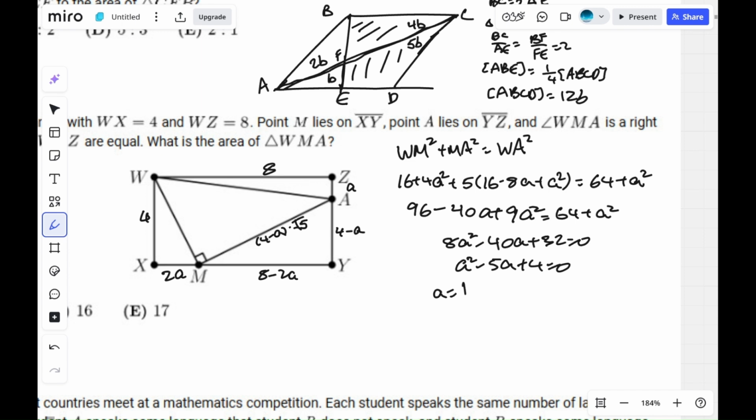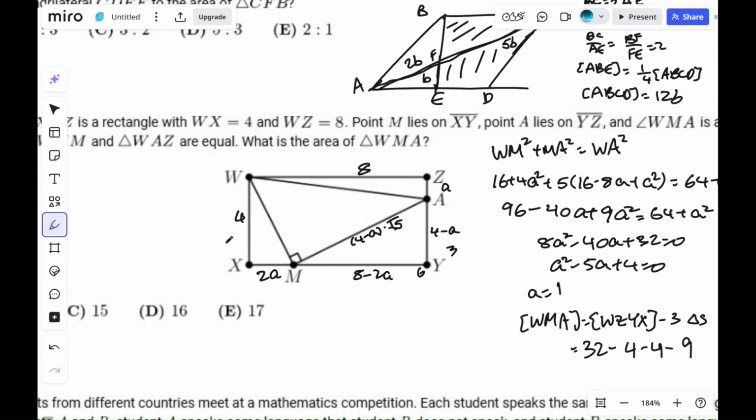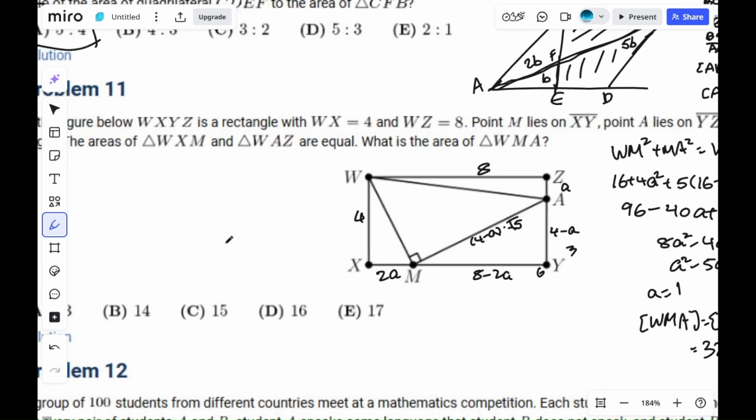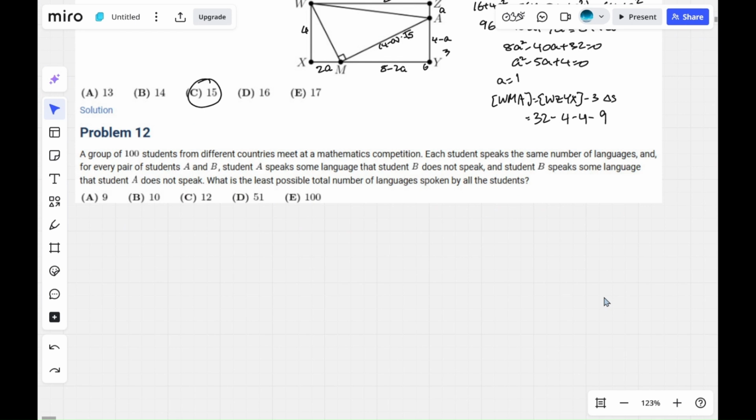So that means that the area of WMA is equal to the area of WZYX minus the 3 other triangles, which is 32 minus 4 minus 4, and then minus, we see that this area is 3 times 6 divided by 2, which is 9. So that means that the area of triangle WMA is 15, which is C.